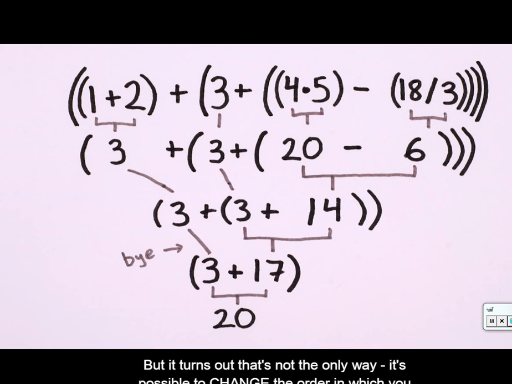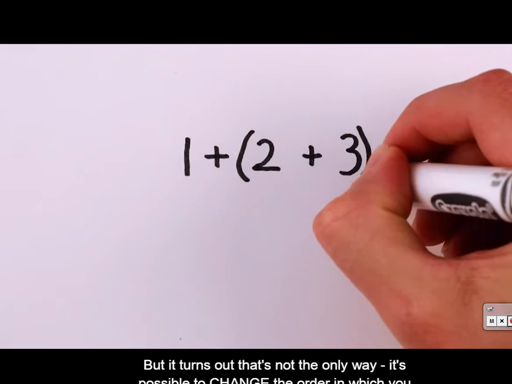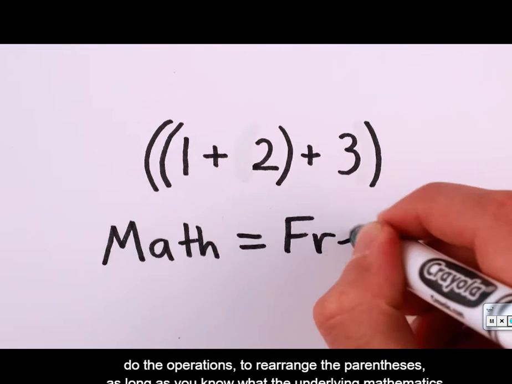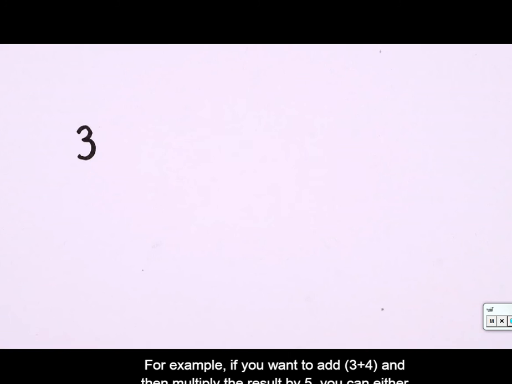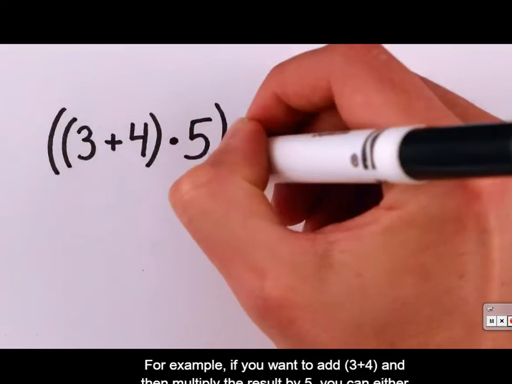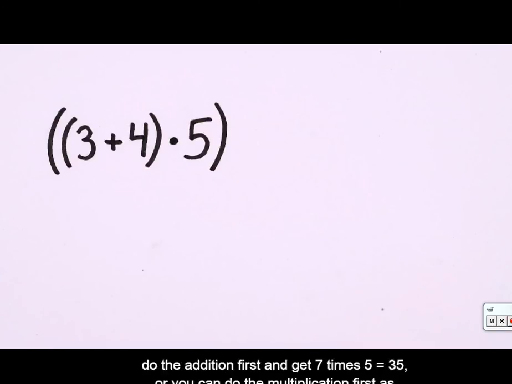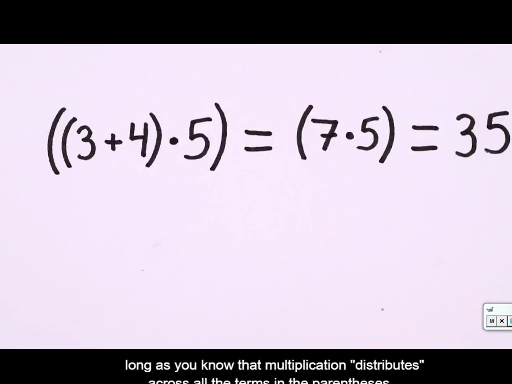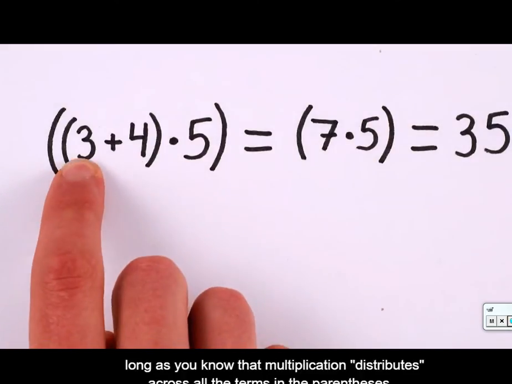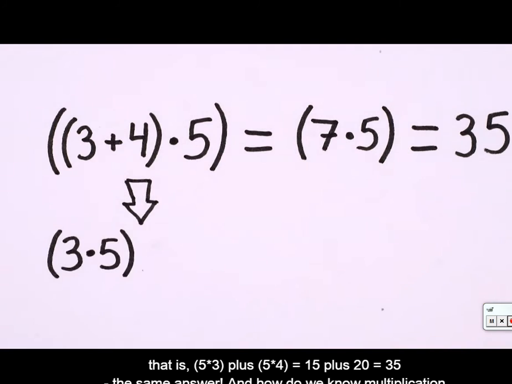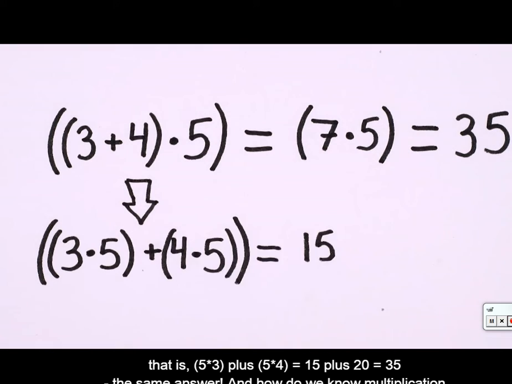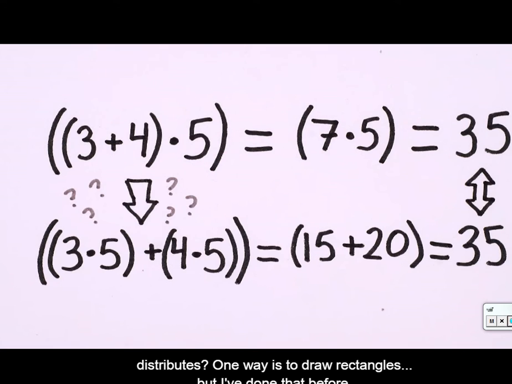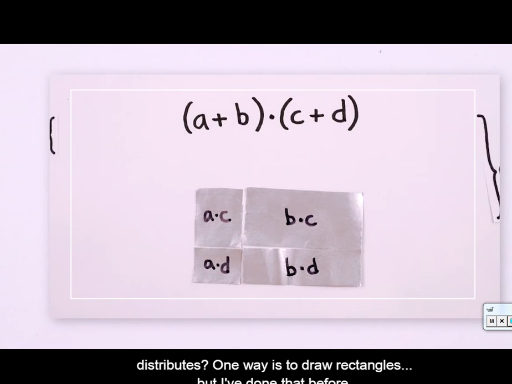But it turns out that's not the only way. It's possible to change the order in which you do the operations, to rearrange the parentheses, as long as you know what the underlying mathematics is. For example, if you want to add 3 plus 4 and then multiply the result by 5, you can either do the addition first and get 7 times 5 equals 35, or you can do the multiplication first, as long as you know that multiplication distributes across all the terms in the parentheses. That is, 5 times 3 plus 5 times 4 equals 15 plus 20 equals 35. The same answer. And how do we know multiplication distributes? One way is to draw rectangles, but I've done that before.